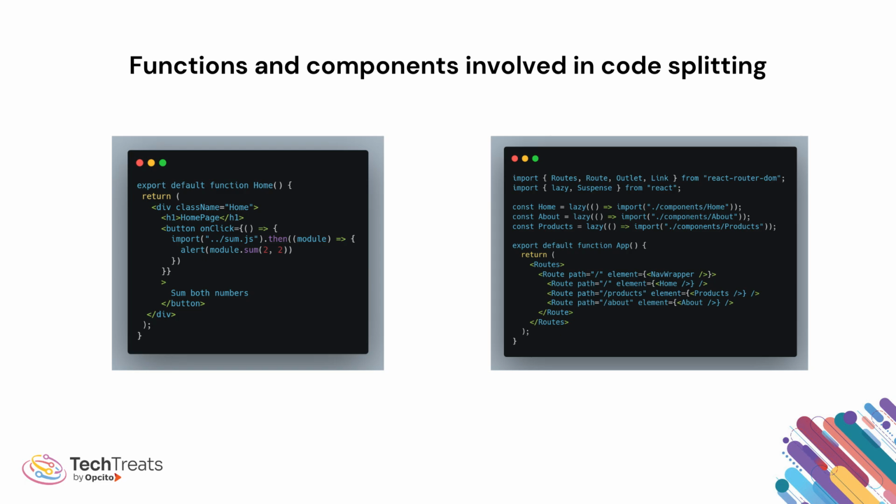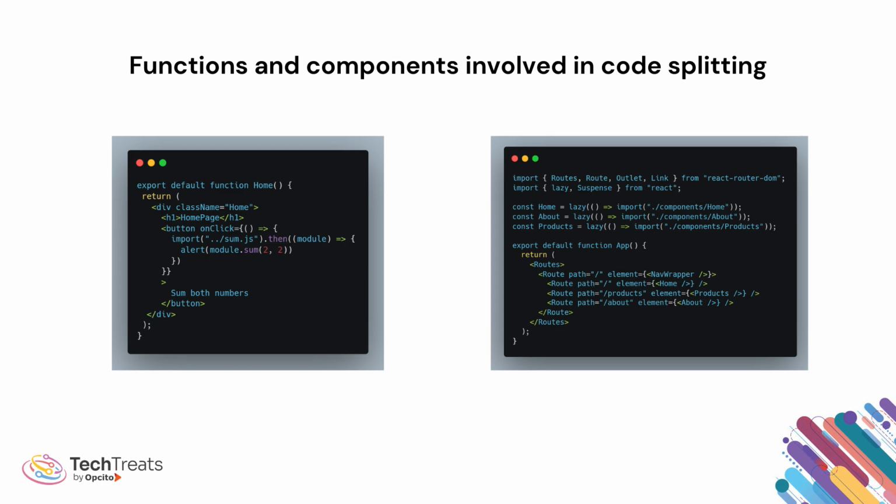For example, you want your homepage to have a button. When you click the button, you want to display the sum of 2 and 2, which is 4. So you can create a home.js component and define the view of your homepage. In this case, you have two options. First, you can import the code for adding the numbers at the top of the home.js file.